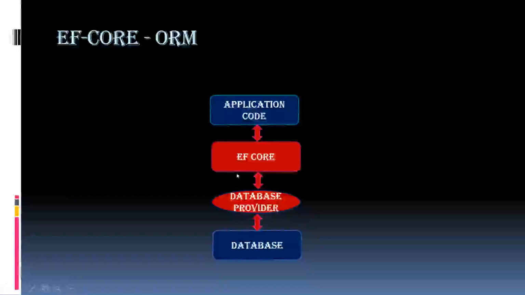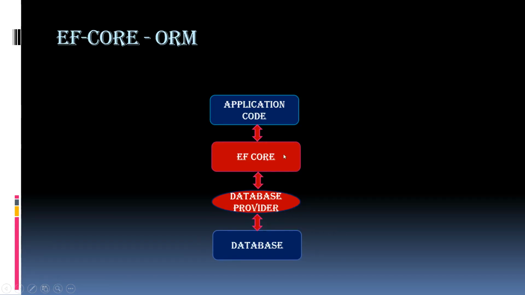An ORM like EF Core sits between our application code and the database, can do all this for us and saves a lot of time. It eliminates the need for most of the custom data access code that we usually have to write without this ORM or EF Core.